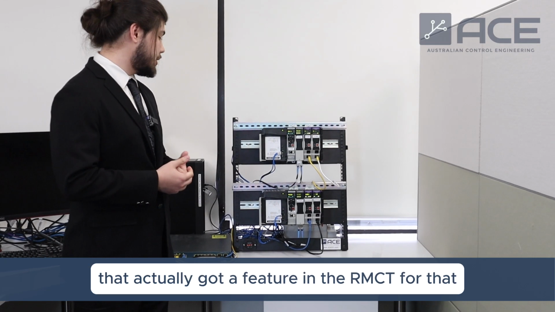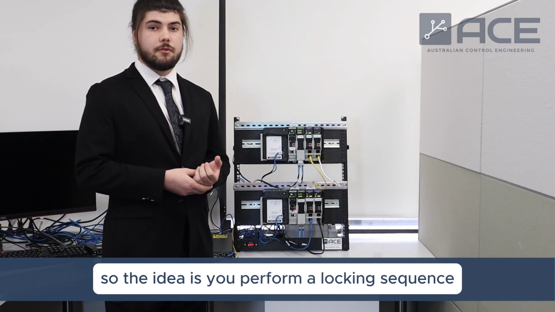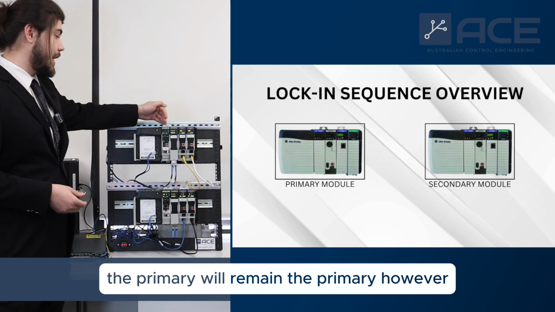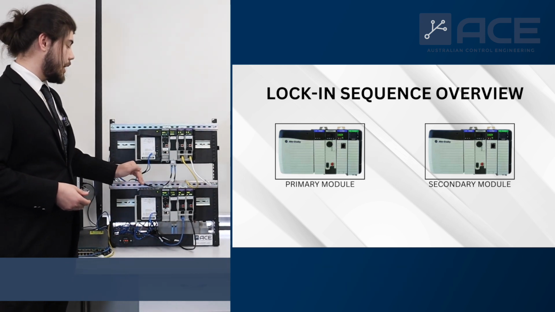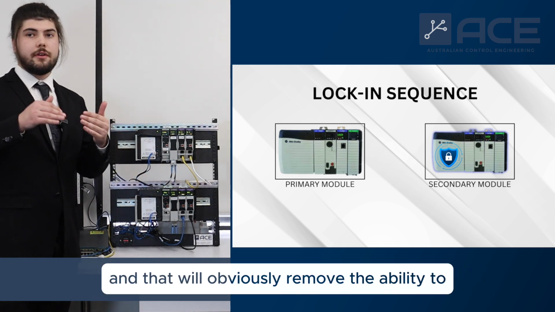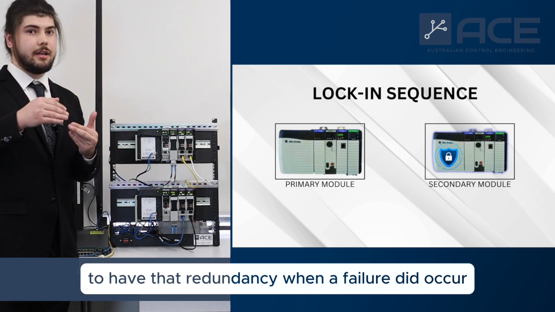Yeah, so they've actually got a feature in the RMCT for that. The idea is you perform a locking sequence. In that locking sequence, the primary will remain the primary. However, the secondary will become locked rather than synced, and that will obviously remove the ability to have that redundancy when a failure did occur.